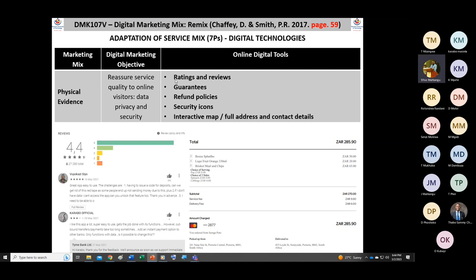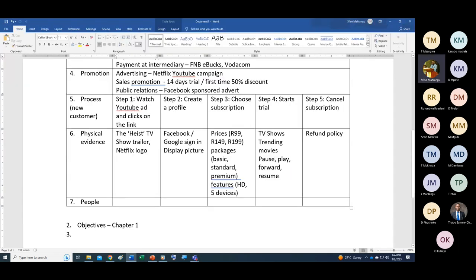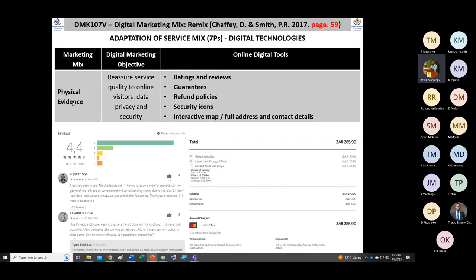So you will see if our process was different, and in this case, instead of saying creating a profile, we say a customer downloads an app, for example. So we say they download an app. When they download the app, you can see now the reviews of Netflix and ratings will be available throughout that process, since they're on that slide. But the slide doesn't show you the relationship between the physical evidence as well as the step. Refund policies, we've put them in the last step, maybe when they cancel. Security icons, those were website design elements, they can even view a map and so on.